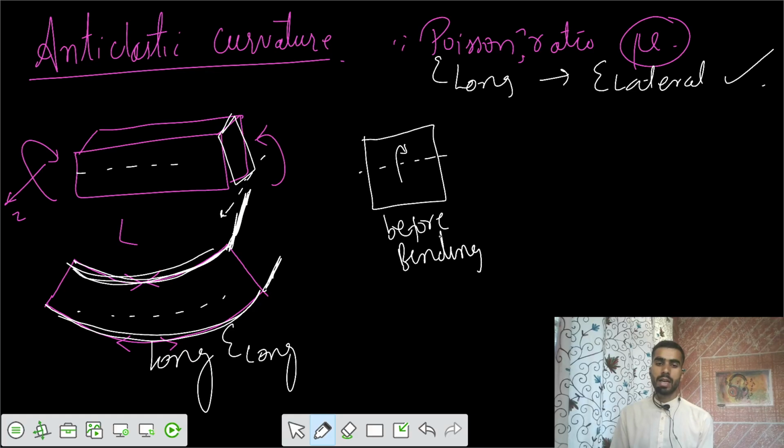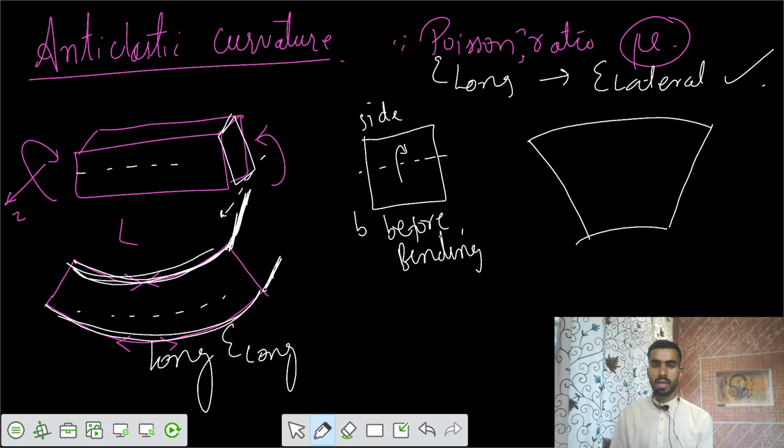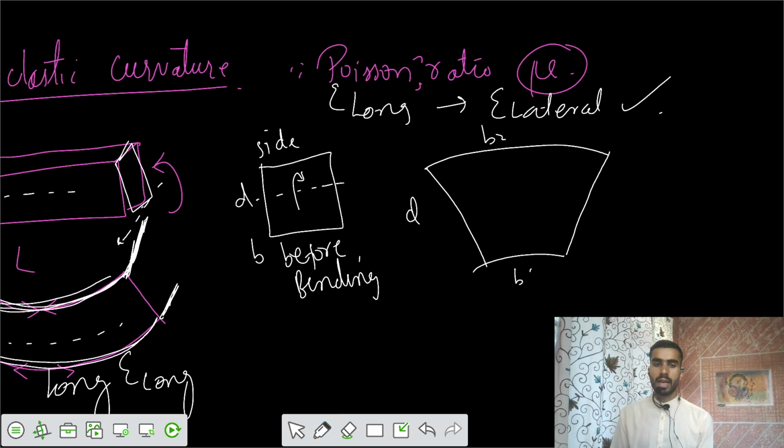Then finally you can show this was your lateral side or section side before bending. After that, it would become in this fashion. This was your B, this was your D. Now it has become D, and this is your B1, and this is your B2. So the width has been changed.